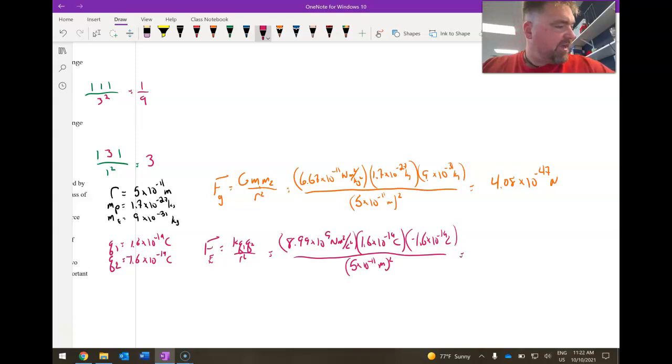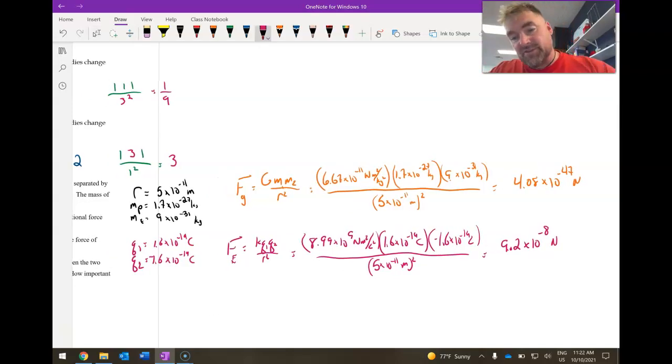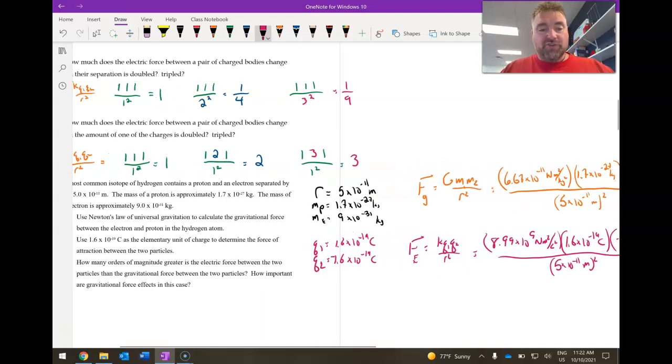And when I do that, I get 9.2 times 10 to the negative 8th. So significantly bigger. Even though it's a really tiny number, it's still much, much bigger than the gravitational force. And actually this is going to be negative, telling you that the force is going to be attractive. Now remember, gravity is only ever attractive. But with electricity, you can have attraction or repulsion depending on the types of charges.